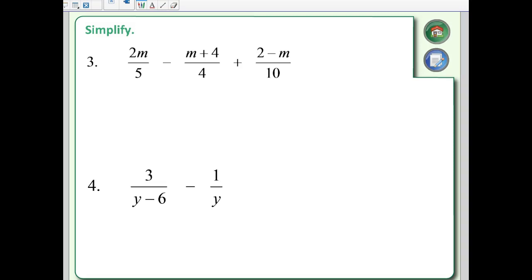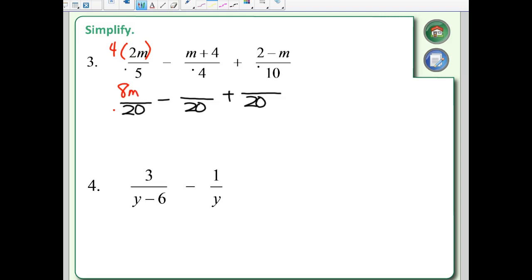Okay, let's go ahead and look at number 3. What's my common denominator have to be? If we have 5, 4, and 10, what would our least common multiple be? Right, good job. It's going to be 20. So now I need to make 3 equivalent fractions. I'm going to have to multiply the numerator of the first one by 4, again, because 4 times 5 gives me the 20, so that's going to give me 8m.